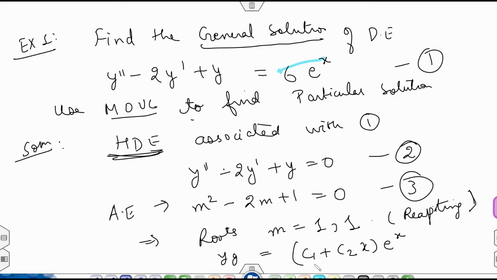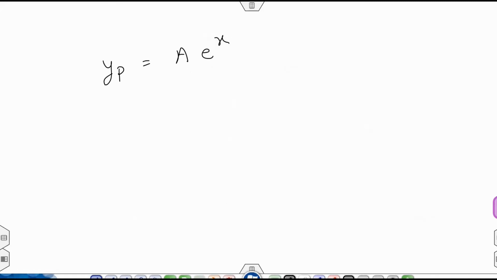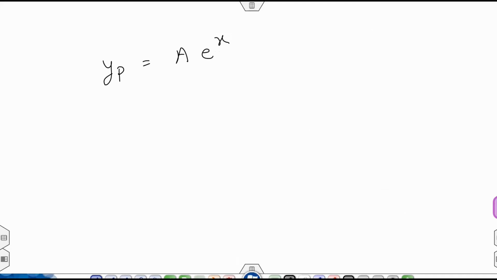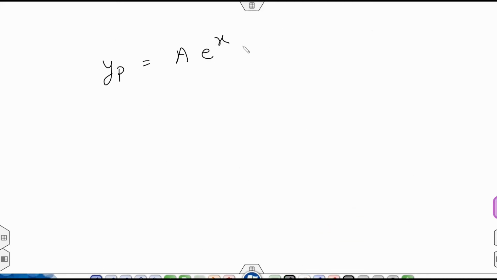So what we will do, we will look at this r(x). At the initial stage, you will choose yp as a e^x, just looking at this r(x). Now as I have told you, if this a is a root of the auxiliary equation, then you have to multiply by an x. Since 1 is a double root over here, you have to multiply this with x squared, otherwise this a cannot be determined.